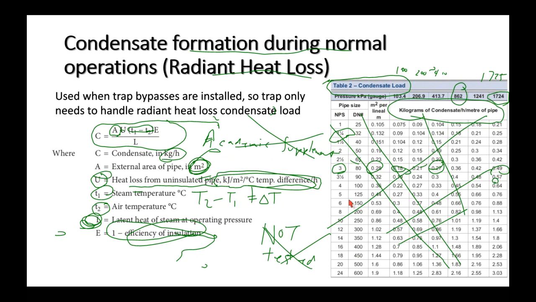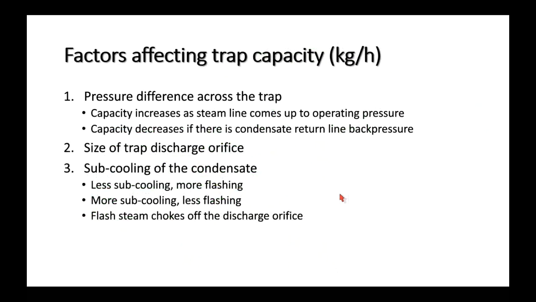My opinion is this is in there for your information so that you know that you can look up tables from the various manufacturers and you can determine the radiant heat loss from the pipe and how much condensate is going to be formed based upon the diameter of the pipe and the length of the pipe and the operating pressure. All right. Enough of that.